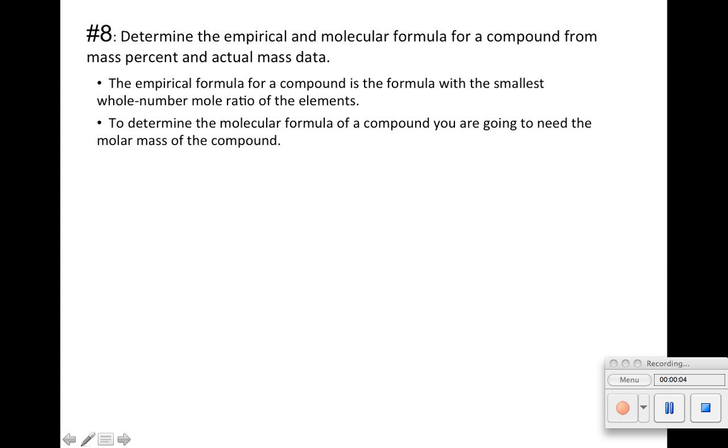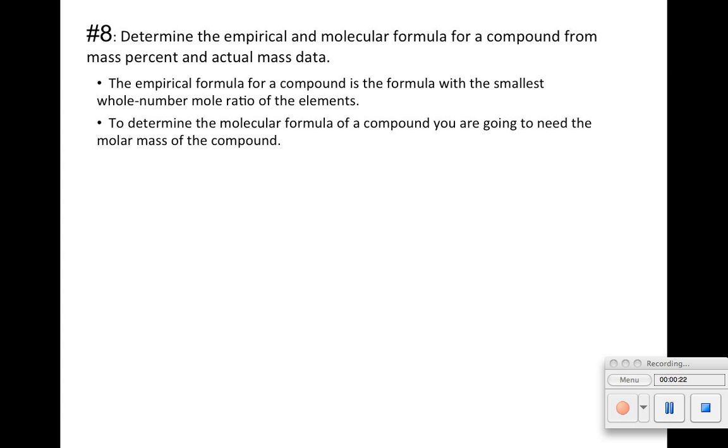All right, let's look at concept 8. Determine the empirical molecular formula for a compound from mass percent and actual data. The empirical formula for a compound is the formula with the smallest whole number ratio of the elements. To determine the molecular formula of a compound, you're going to need the molar mass of that compound.